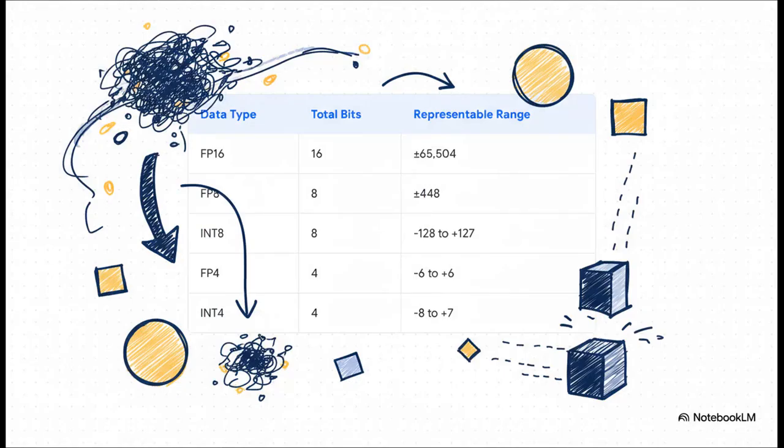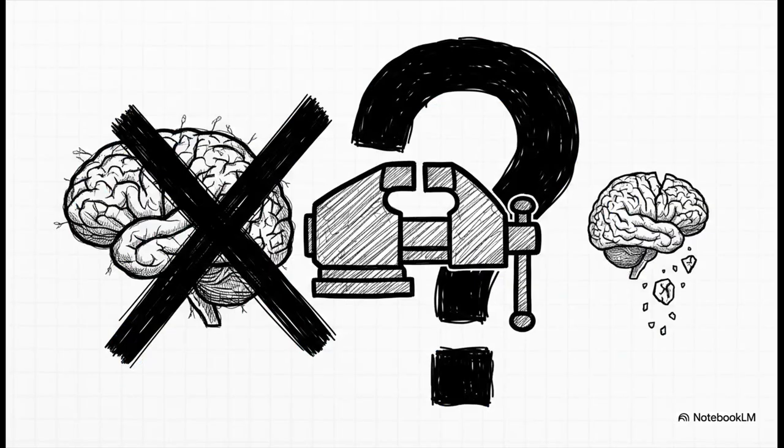And here's how it works on a technical level. Look at this table. When you go from something like FP16, which is a common 16-bit format, all the way down to INT4, a 4-bit integer, the range of numbers you can even represent just collapses. It's a massive drop, and that compression is exactly what makes the model smaller and all the math inside it way faster.